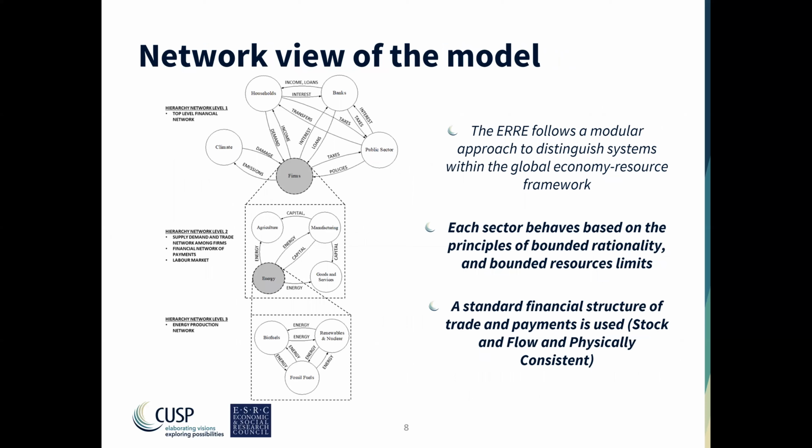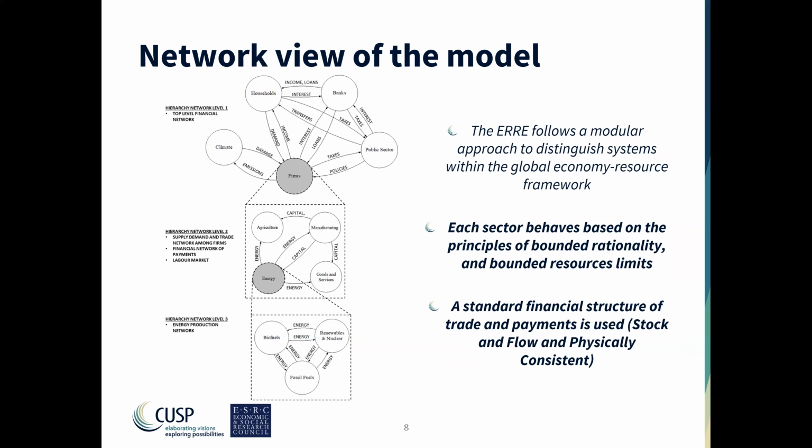If you take a closer look at the architecture, we can discern at least three main networks that break the hierarchy of the model. At the top level, we find the connection between household, banks, government, firms, and climate change. At the second level, we disaggregate firms in a closed-loop supply chain in which all firms generate demand for the others, that plan a capacity and produce accordingly. At the third level, we differentiate among the three energy sectors of the model that are fossil fuels, renewables and nuclear, and biofuels, which compete to produce energy.